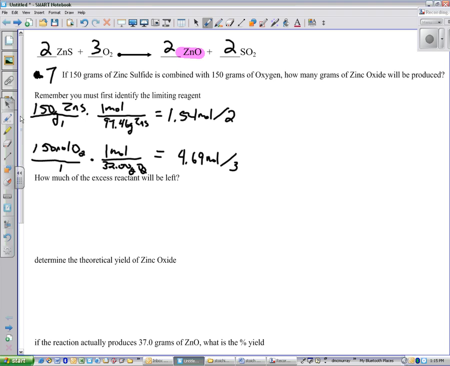Now, where do these coefficients come from? Our balanced equation. This 2 is where this 2 came from, and this 3 is where this 3 came from. Now, after we've done that division, the one that's the smaller is our limiter, and that comes out to 0.77, and the other 1.56. So here's our limiting agent.